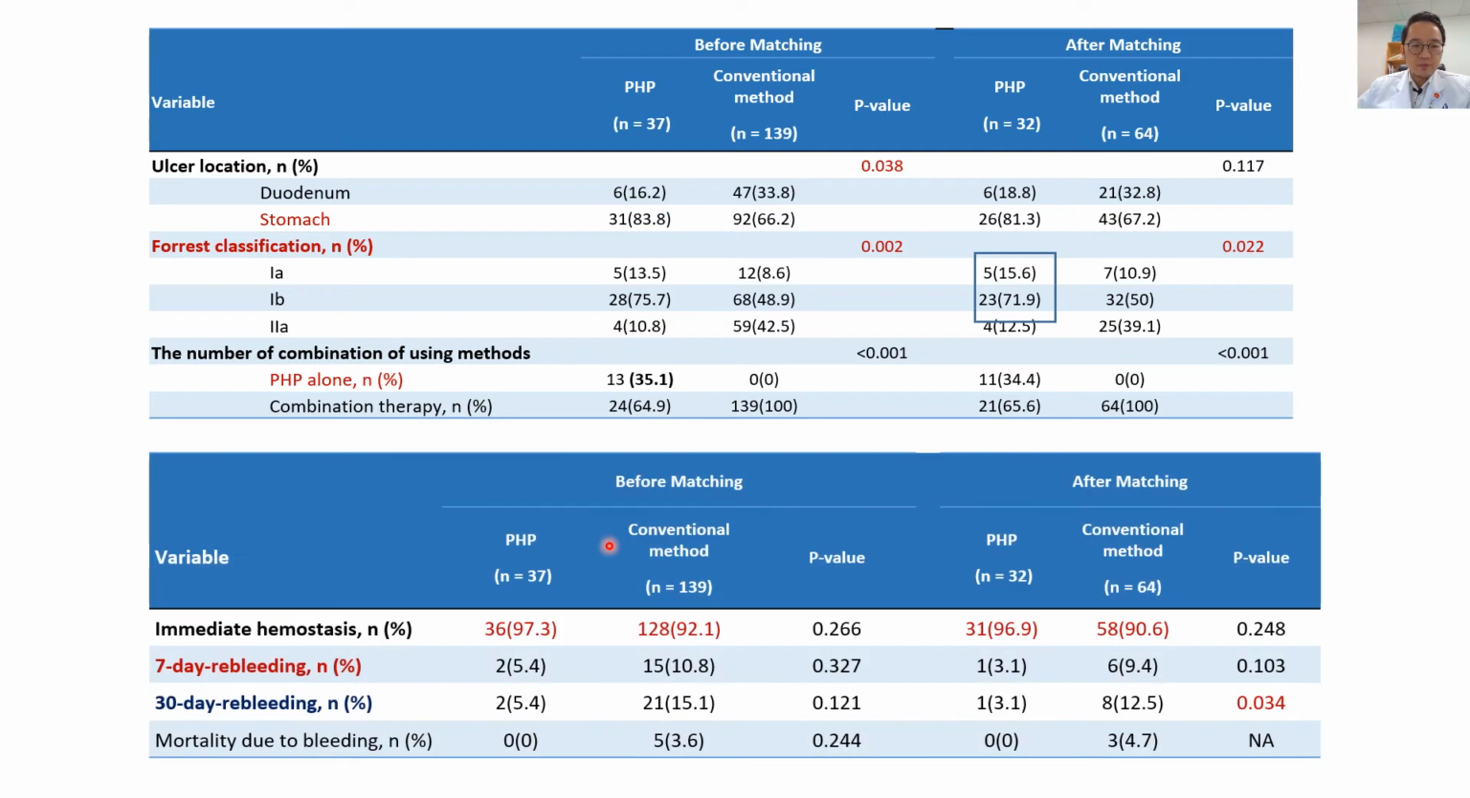And the final result shows that both before and after matching, there's no difference between the two groups, with an immediate hemostasis rate of around 97% versus 90%. Also the 7-day rebleeding has no significant difference between the two groups. But the 30-day rebleeding has a significant difference, with the powder group having a lower rate. But I don't pay attention to this result because this is not a prospective RCT, and bias still affects it even if we control for the GB score.